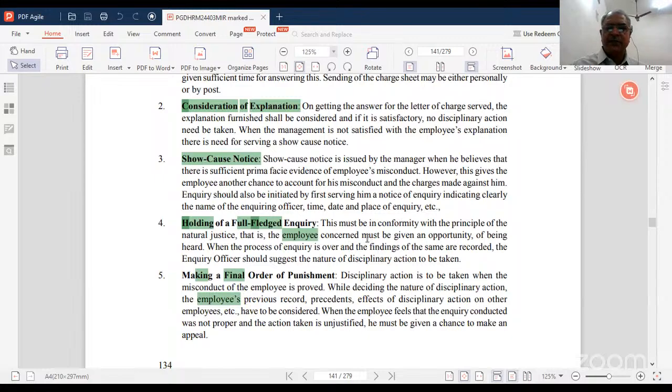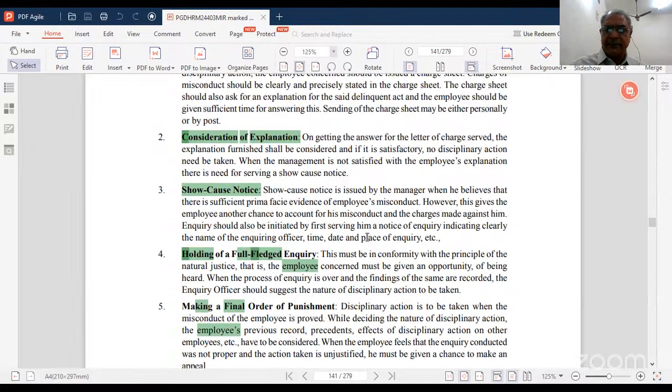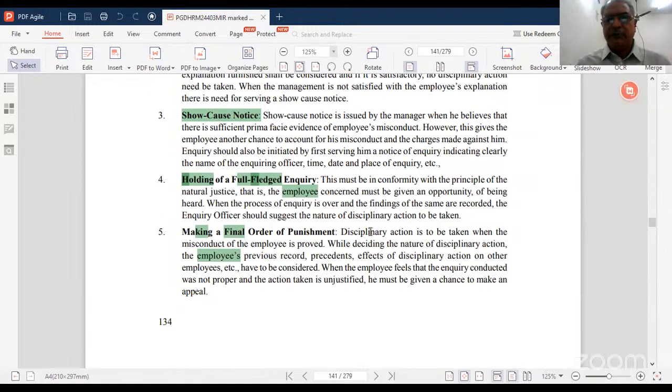After giving a charge sheet, after taking explanation, and also after giving a short notice, then holding a full-fledged inquiry into the case or into the disciplinary action. This must be in conformity with the principles of natural justice, and the employee concerned must be given an opportunity again for being heard. When the process of inquiry is over, then findings are to be recorded properly.